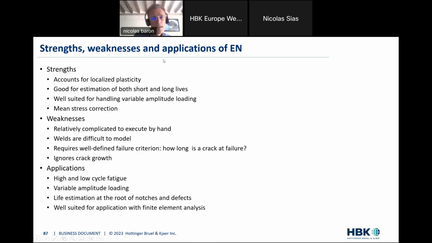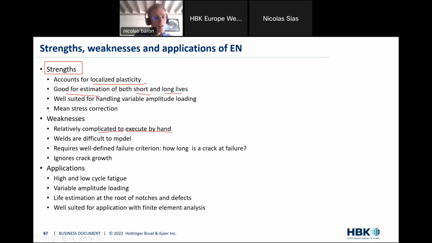Strengths and weaknesses of the EN methodology. The strengths, and I really want to focus today on those, are that it accounts for localized plasticity, and as such, it's always valid. So you can use it in any case. It will be good for estimating both short and long life. So the great point of EN is that it always works fine. What are the weaknesses? By hand, it's relatively complicated. I think it's almost impossible, it's so cumbersome. You are taking a very difficult path if you want to do that without software.